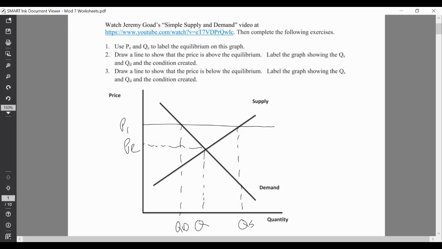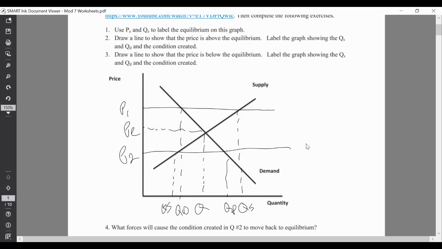Okay. Then it says draw a line to show the price below, graphing it and labeling it QS and QD for the conditions it creates. So I'm going to go ahead and pick another spot here, but the lines might intersect somewhere. So I'm going to graph it right here. Okay, we'll call that P2. And essentially right here would be the amount of quantity supplied, and right here would be the amount of quantity demanded. So that would be essentially the 1, 2, and 3.